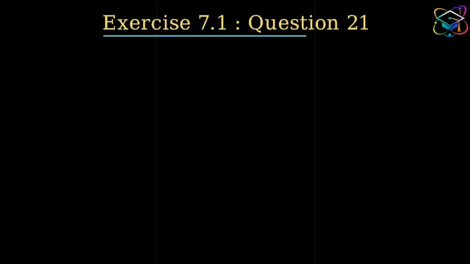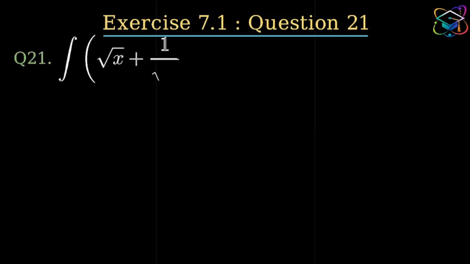Exercise 7.1 question 21 for class 12th from NCERT book. The chapter name is integrals. What is the problem? Let's see. The problem is integration of under root of x plus 1 upon under root of x dx.